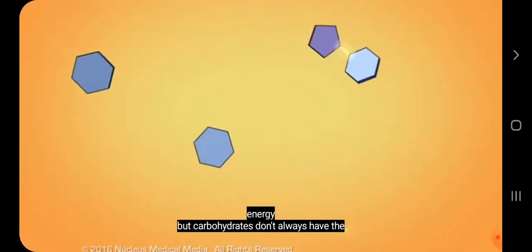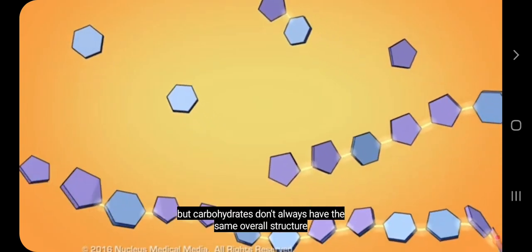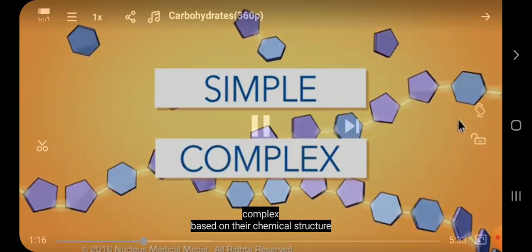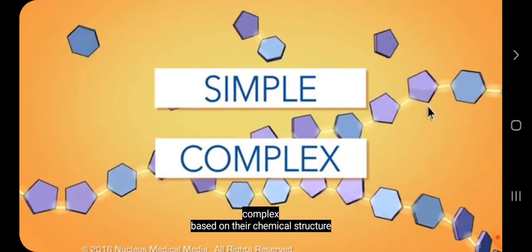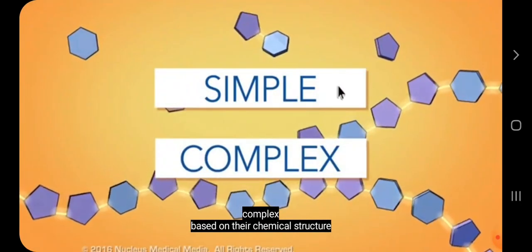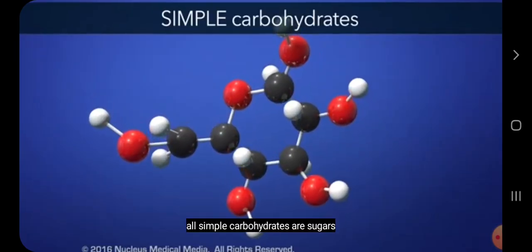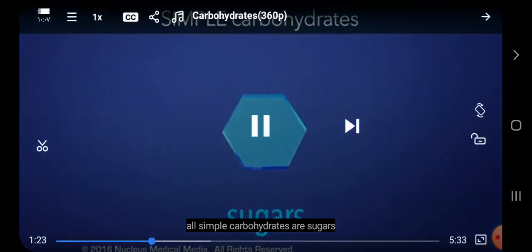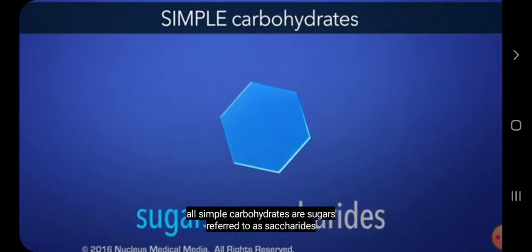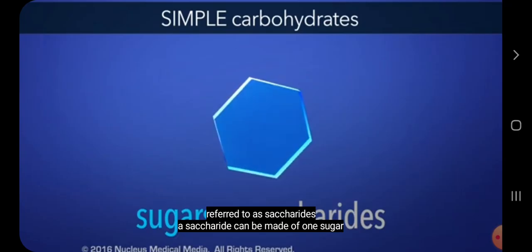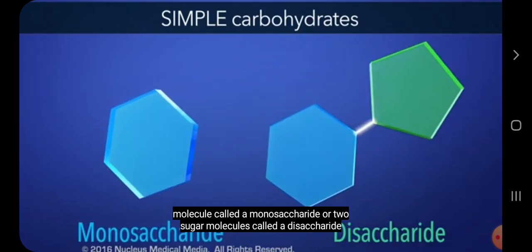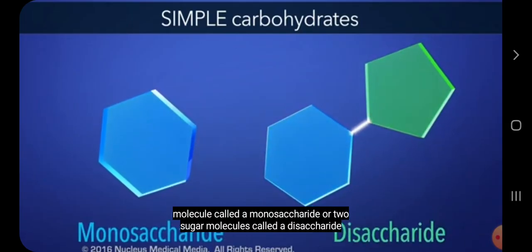But carbohydrates don't always have the same overall structure. They are classified as either simple or complex, based on their chemical structure. All simple carbohydrates are sugars, referred to as saccharides. A saccharide can be made of one sugar molecule, called a monosaccharide, or two sugar molecules, called a disaccharide.